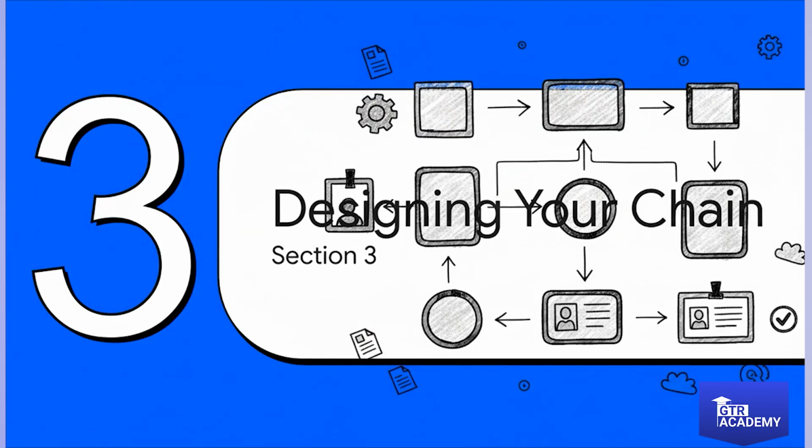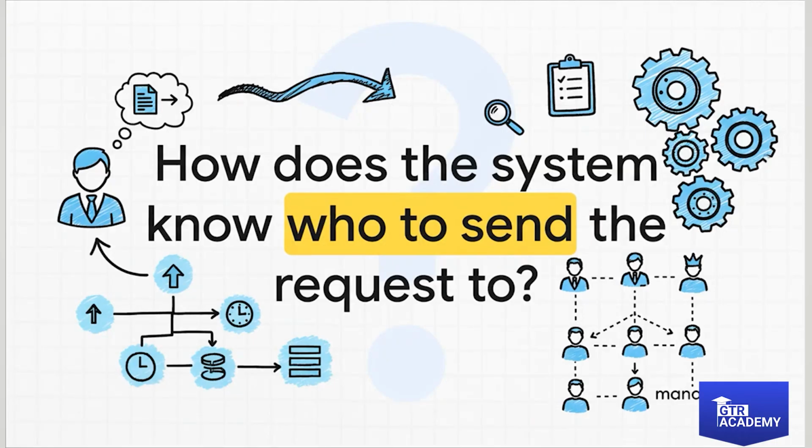Okay, so we know who is involved, but how in the world does the system know exactly who to send the request to in the first place? Let's get into the nitty-gritty of the design and the really smart logic that powers this whole thing. This is where the magic really happens. You don't want to be sitting there manually typing in, "Send to Sarah's manager" every single time. No way. The system has to be smart enough to figure out who the right approvers are dynamically for any employee at any given time. So how does it do that?